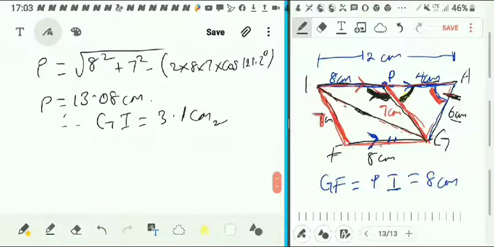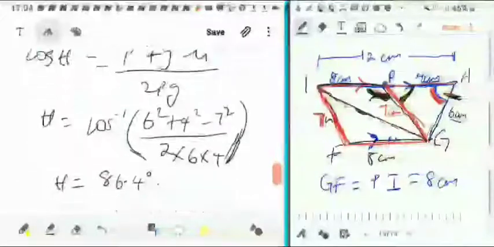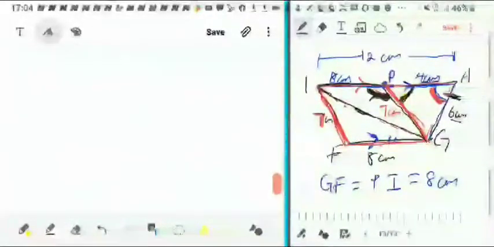Okay, so hope we're getting that. See angle GFI. If I can remember, was that it? Angle GFI. So what is angle GFI?